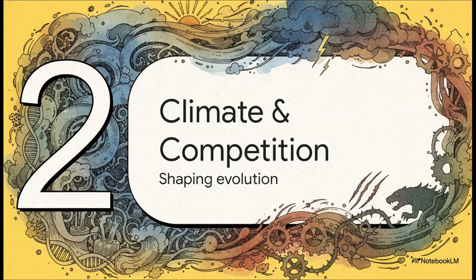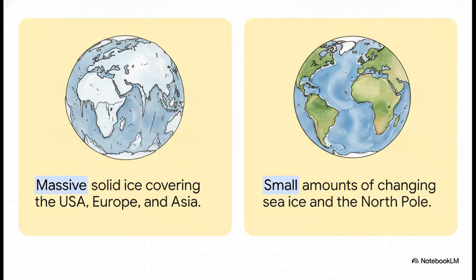Moving right along to Section 2, climate and competition. Now that we have the raw origins of life, we need to meet our first great chef, a massive non-living factor that forced evolution into high gear. We hear the term Ice Age a lot, but putting the sheer scale of a prehistoric Ice Age into perspective is staggering. We aren't just talking about a really harsh winter. On prehistoric Earth, unimaginable portions of the entire globe were completely locked in solid ice.